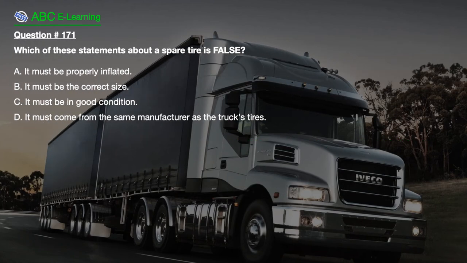Question number 171. Which of these statements about a spare tire is false? A. It must be properly inflated. B. It must be the correct size. C. It must be in good condition. D. It must come from the same manufacturer as the truck's tires.